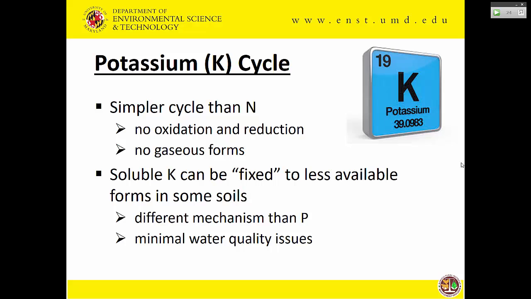Okay, so coming to potassium, which again is an easy nutrient in terms of managing. It's again a simpler cycle. We don't have many reactions that happen like with nitrogen. A couple of things can happen to soluble potassium. It can be fixed or less available, which has different mechanisms. There are minimal water quality issues. We never talk about potassium with water quality because it's not a concern.